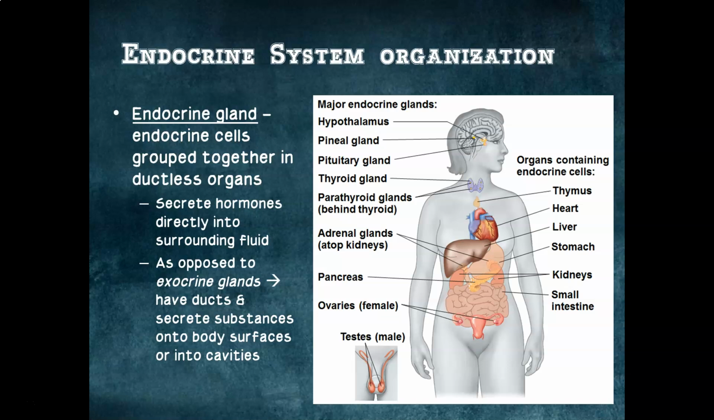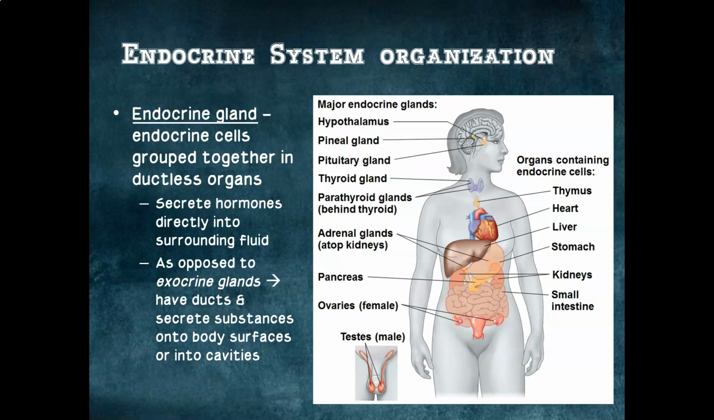But regardless, these glands are going to secrete hormones directly into their surrounding fluid. So that can mean tissue fluid or directly into the bloodstream. And they'll travel across the body from there, actually hitting their target cells and causing some sort of response in those target cells. So if you take a look here, some of your major endocrine glands, you've got things in your brain like your hypothalamus, your pineal gland, your pituitary gland.